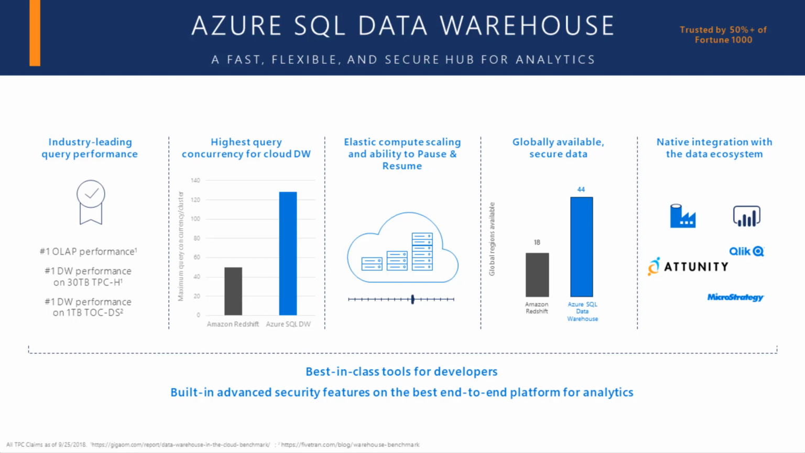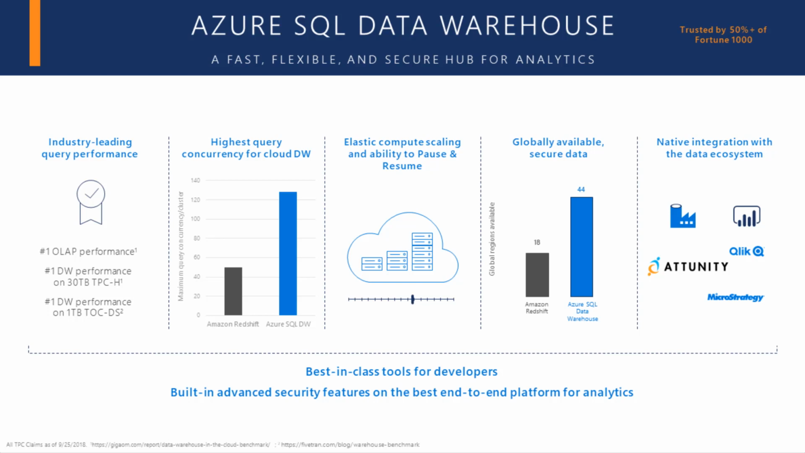But performance is one thing, and performance is nothing if that performance is not accessible across your organization. And that's why Azure SQL Data Warehouse has the highest query concurrency for any data warehouse service. We can support as many as 128 parallel queries at any given time, and the query limit there is 500 queries. And this is significantly higher compared to any other competitor that we've seen in the cloud today.